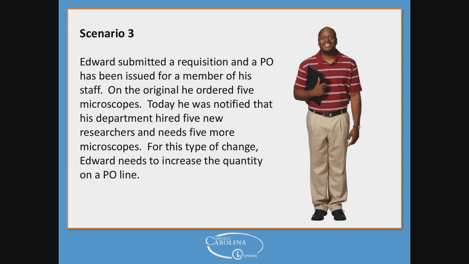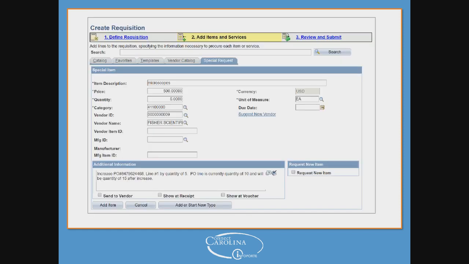5 more microscopes. For this type of change, Edward will need to follow the steps to increase the quantity on a PO line. Here again, you will want to remember that for one-time purchase of a commodity, receiving an invoice is entered by quantity. When increasing the quantity of a PO line, the beginning of the process is similar to others, but differences do exist.